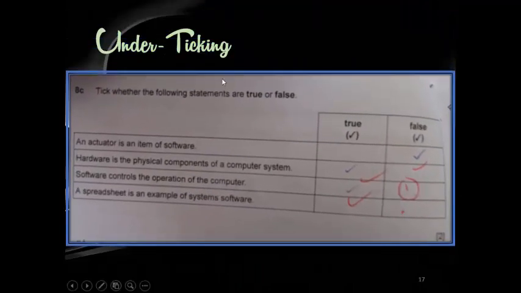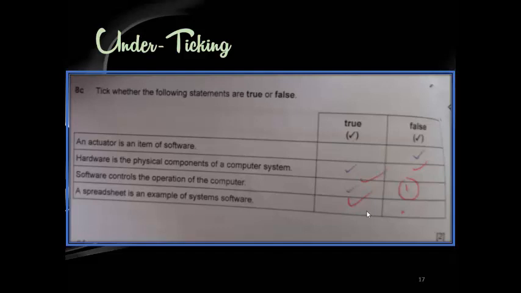Now check whether the following statements are true or false. An actuator is an item of software. False. That was correct. False. Hardware is a physical component of a computer system. Yes. Software controls the operation of the computer. Yes. A spreadsheet is an example of systems software. And the student did not tick anything. That is undertaking.